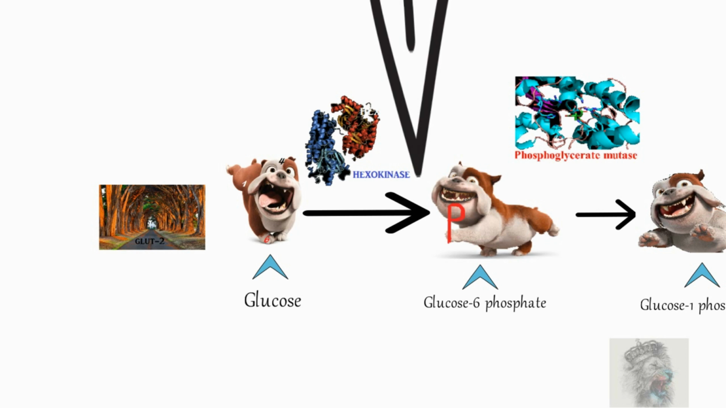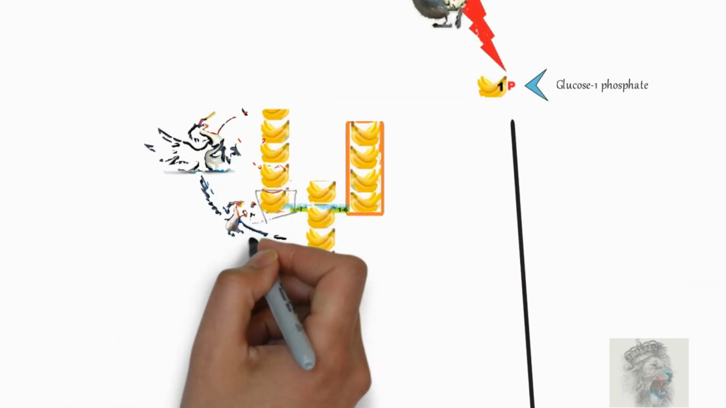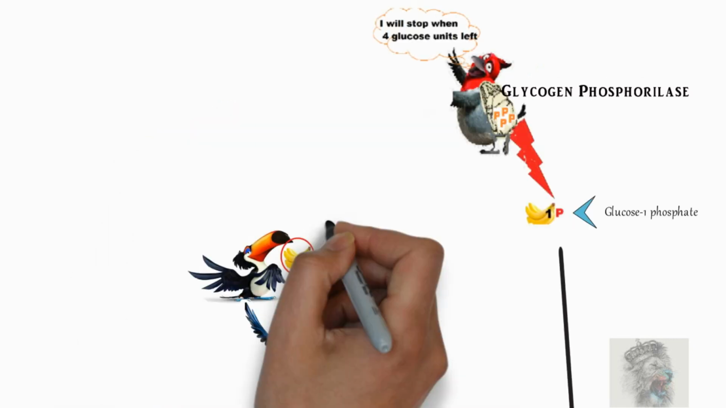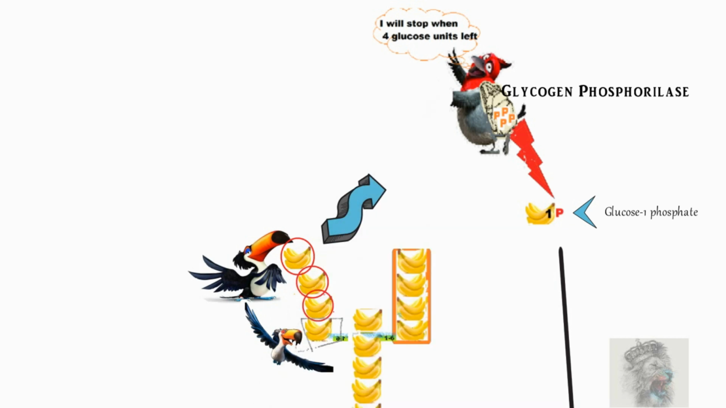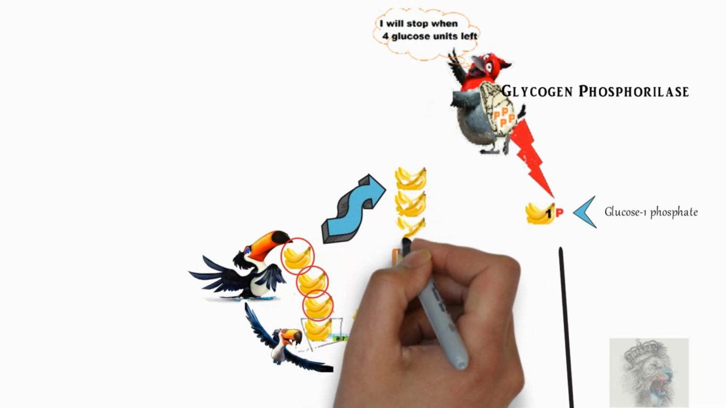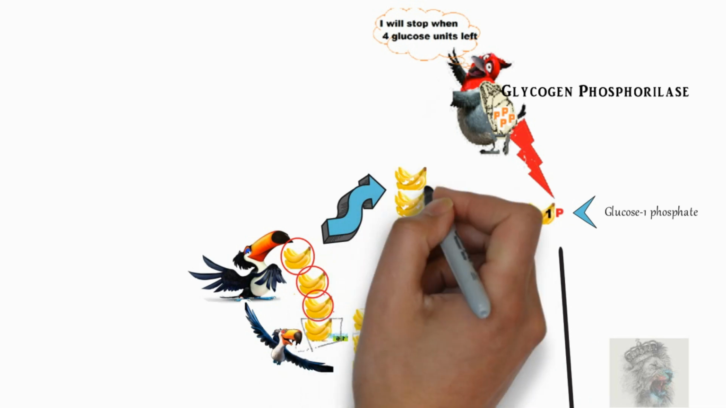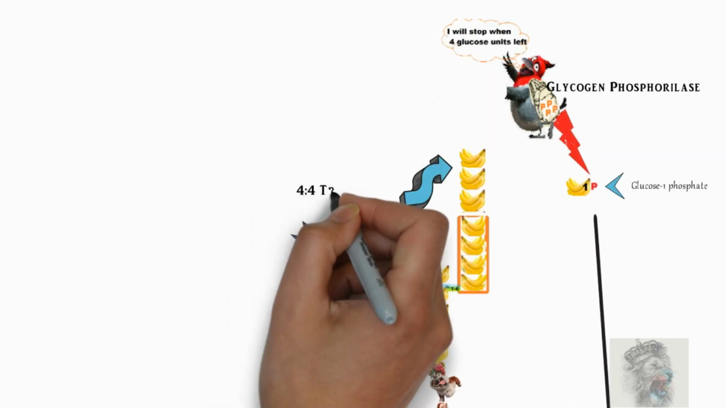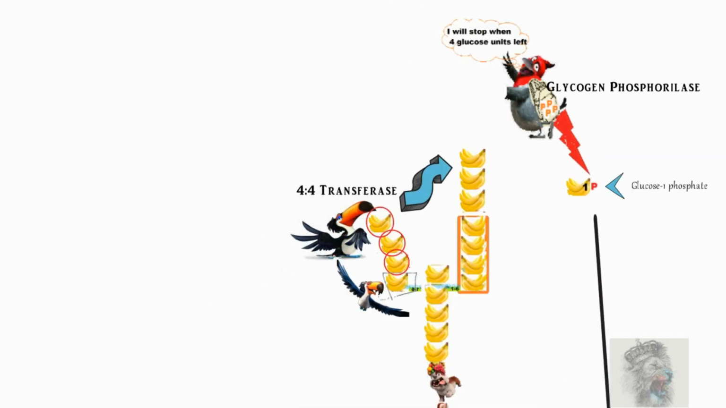Then Raphael sees these 4 glucose units on this branch and starts to break each glucose unit out and attach it again onto the branch with more than 4 glucose units. And now Raphael is named 4 to 4 transferase because he transfers glucose molecules from the 4th position to the 4th position on the branch with more than 4 glucose units.